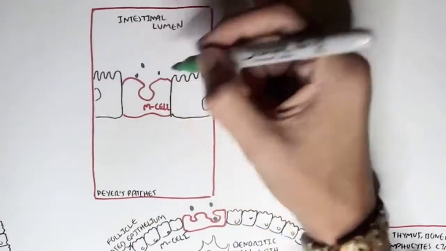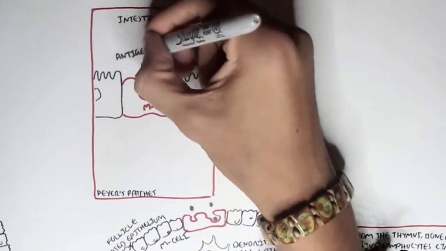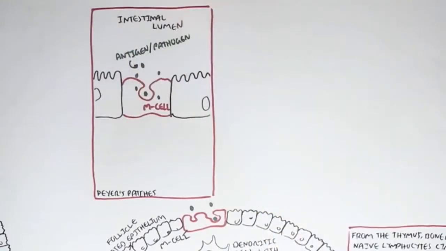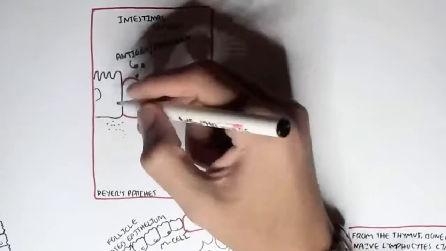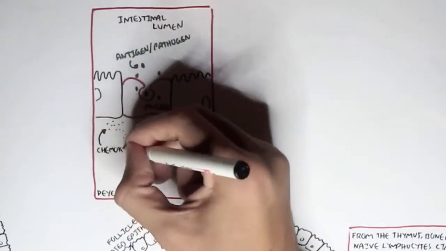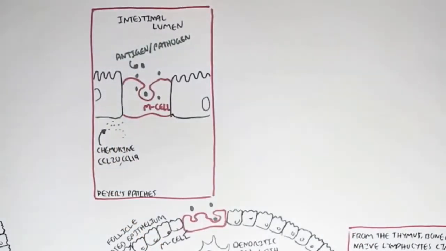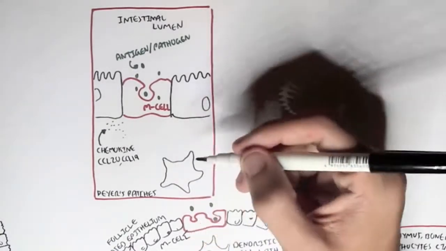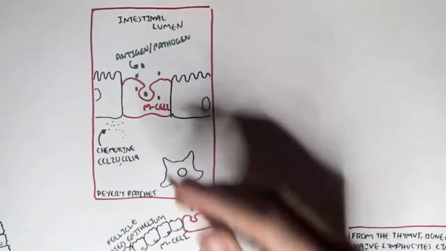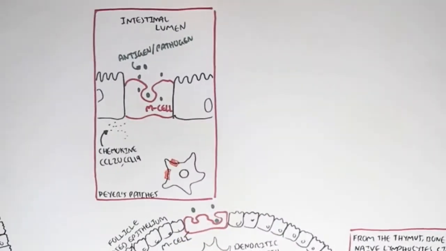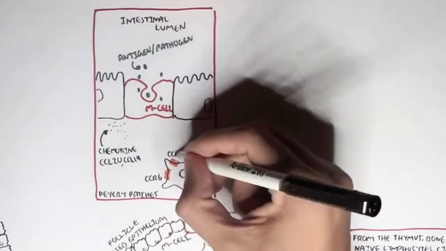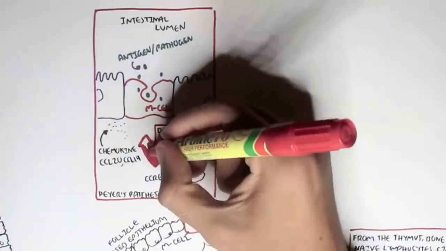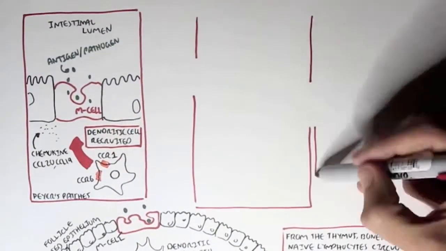So if the antigen or pathogen is present, the cells, particularly the follicle-associated epithelial cells, will begin secreting chemokines, CCL20 and CCL19. And remember, these are the chemokines that attract the lymphocytes, but they also attract dendritic cells. They attract the dendritic cells with the receptors CCR6 and CCR1. So now the dendritic cell knows that an antigen is present and that the M cell is about to take it up.